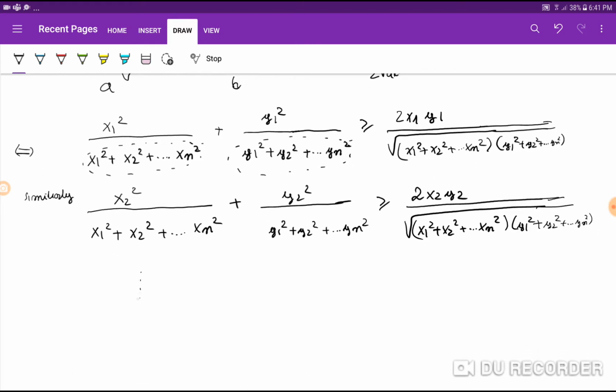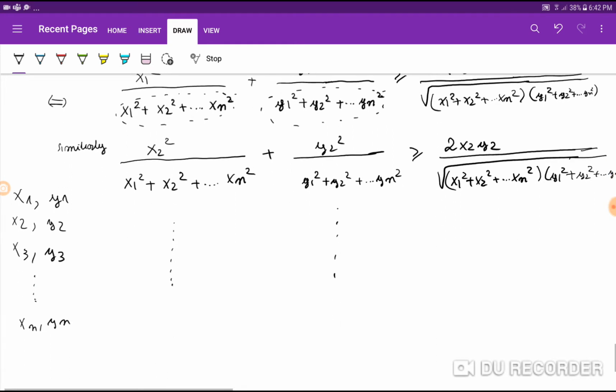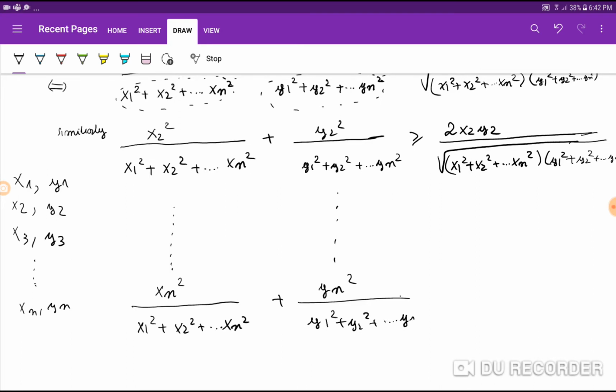And then you do the same for all of them. You do it for x1 y1, x2 y2, x3 y3, all the way to xn and yn. So you do it all the way to xn square over x1 square plus x2 square plus all the way to xn square, plus yn square over y1 square plus y2 square plus all the way to yn square.